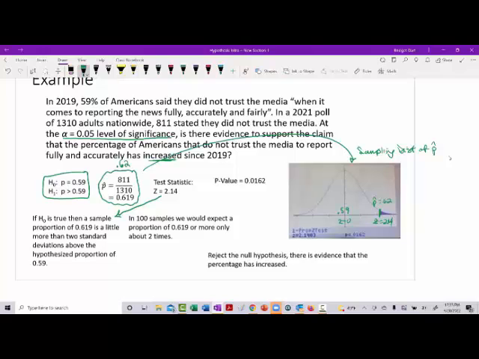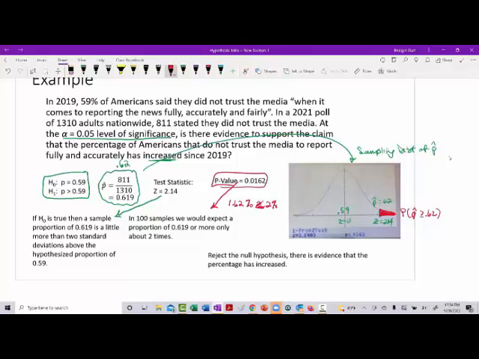So we measure how likely that is by looking at this area under the curve here. What's the probability of getting a p-hat of 62% or higher? Probability of a p-hat greater than or equal to 0.62. What's the likelihood of getting that? And it turns out that that area, that p-value, is 0.0162. It only happens 1.62%, or approximately, less than 2% of the time, right?